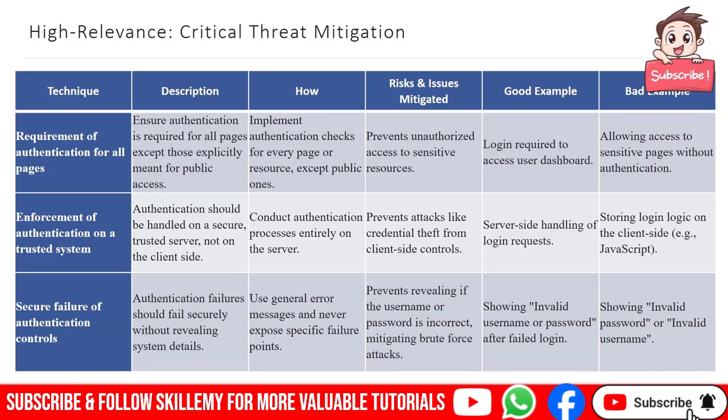Now, let's talk about secure failure of authentication controls. When an authentication attempt fails, the response must not provide specific details about why it failed. For example, if a user enters an incorrect username or password, a generic error message like "invalid username or password" should be displayed. This approach prevents attackers from learning whether they have a correct username and forces them to guess both parts of the login credentials simultaneously, significantly reducing the effectiveness of brute force attacks.